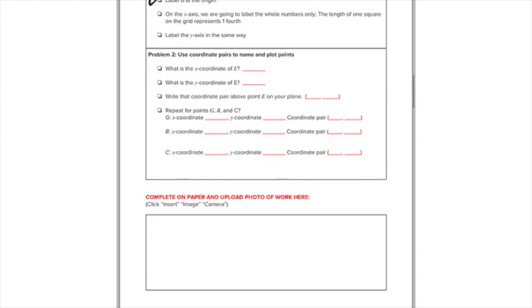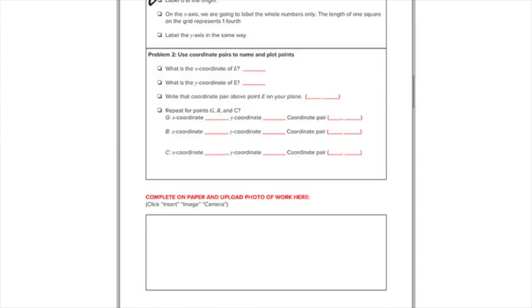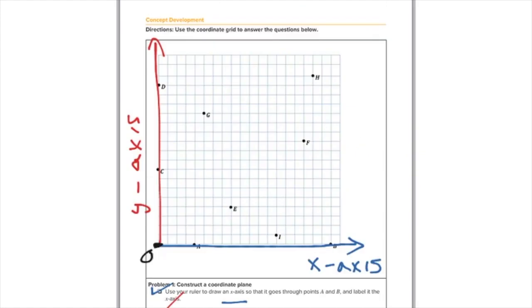On the x-axis, so that is what goes across, that's my horizontal blue line there, we are going to label the whole numbers only. The length of one square is 1/4. So that means right here, that's 1/4. It's really hard with this pen to write small. But it wants us to only label the whole numbers. If I know that's 1/4, I know this is 2/4, 3/4, this is 4/4, that's my whole number. So I know for my x-axis, it's going to be counting by fourths.